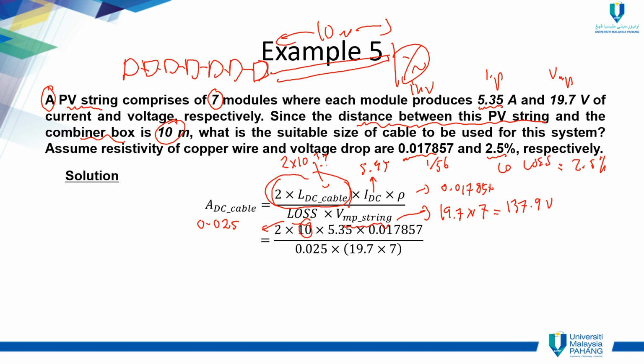Betul lah tu. Tapi 2 ni masih ada lah. Sebab apa tau? Distance between this PV string and the combiner box. Inverter sama lah. Tak salah. Maksudnya distance dari situ kepada combiner box tu adalah 10 meters. So, maksudnya ada 2 kabel lah kat tengah-tengah ni, plus dan minus. That's why kita kekalkan 2. So 2 multiplied with 10, multiply 5.35, then you get 0.01.